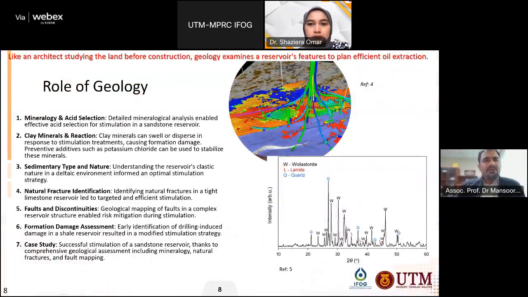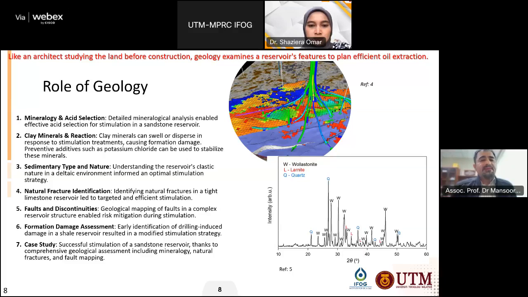So this is the role of geology. In the context of well stimulation, geology offers essential contributions beyond general reservoir characterization. Let's focus on specific aspects such as mineralogy, sedimentology, and also characteristics of natural fractures and faults. So we are going to cover the first three topics.